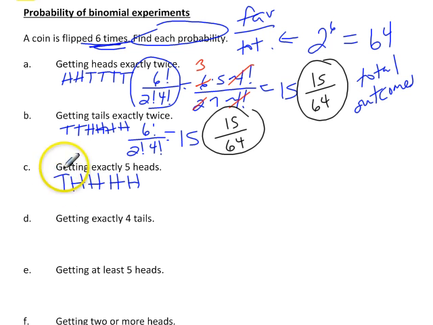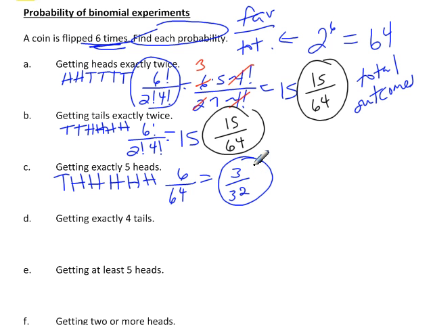Well, our tail could be the first one, or it could be the second flip, or the third, or the fourth, or the fifth. Oops, I'm missing a head. Or the 6th. So there are 6 ways for this to happen. You can calculate that using the formula, but we don't need to. So you have 6 ways out of the total 64. And this one simplifies, our others didn't, to 3 over 32.